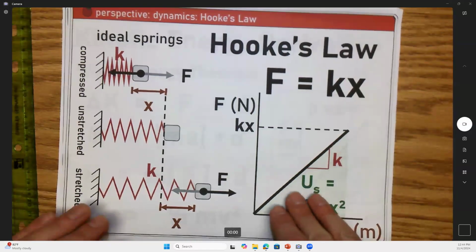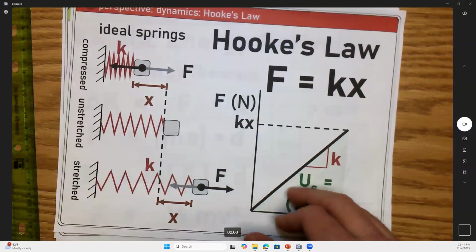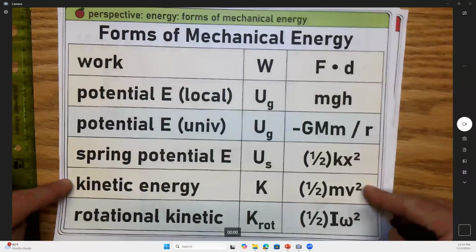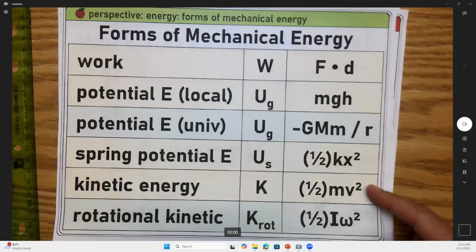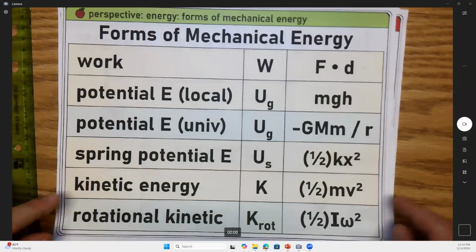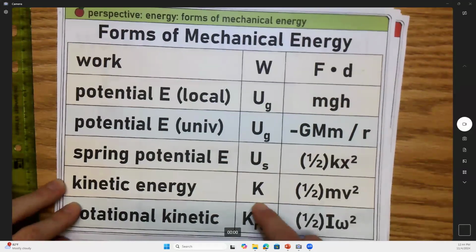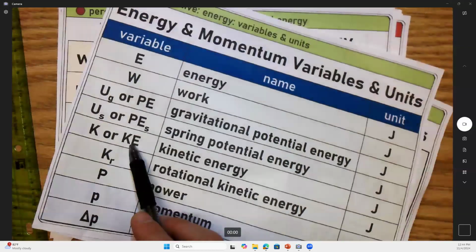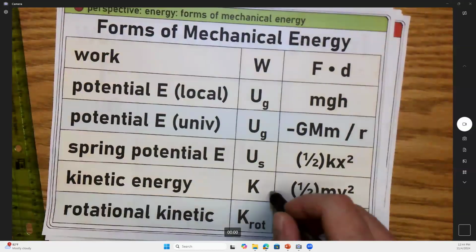All right, let's see what I got next here. There's one last main gold row right here: kinetic energy. This is energy of motion. Capital K, or sometimes you say KE. I try to use capital K, but there are different conventions.